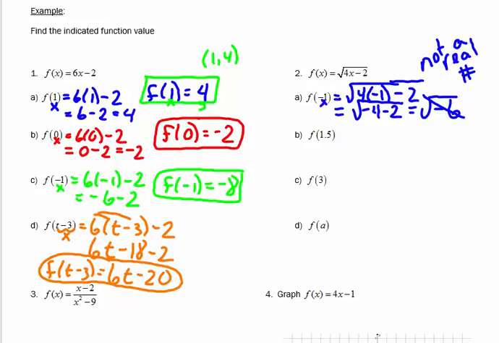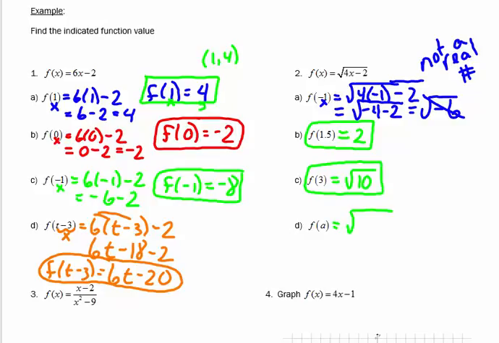So I'm going to give you some answers for the next few problems. Try them out and see if you can get the correct answer. F of 1.5 actually turns out to be 2, so make sure you plug that in and get 2. F of 3 is going to be the square root of 10. You can't simplify the square root of 10, so you can leave it as is. And f of a is just the square root of 4a minus 2. Again, plug those in and make sure you can get those correct answers.